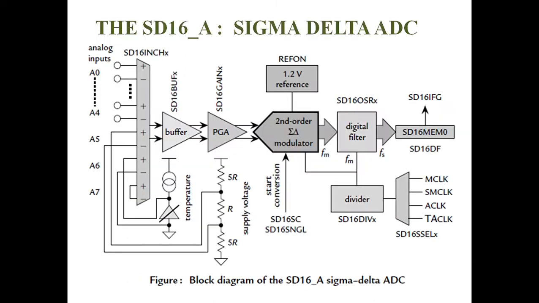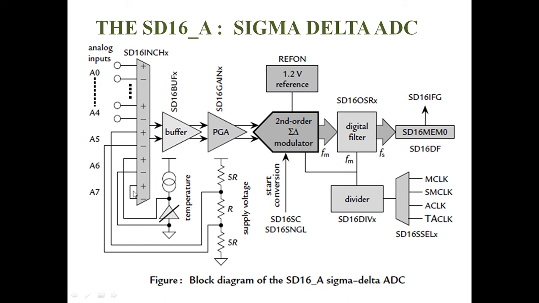Next, one more analog to digital converter is the Sigma Delta analog to digital converter. It is a 16-bit converter. It contains 7 channels. Each channel contains 8 analog pairs. So these are the analog pairs. These are connecting to the Sigma Delta 16 input channel selector. This is the multiplexer, which contains an internal temperature sensor for taking the voltage reference.